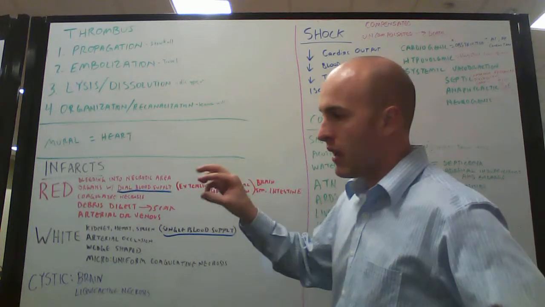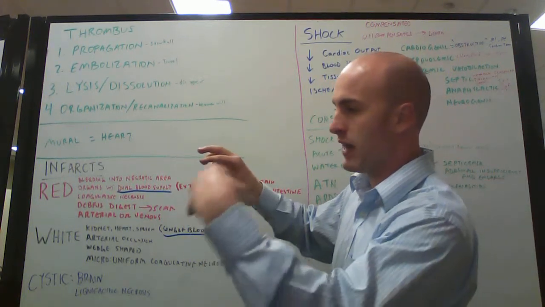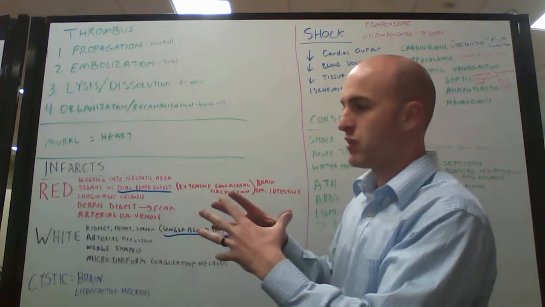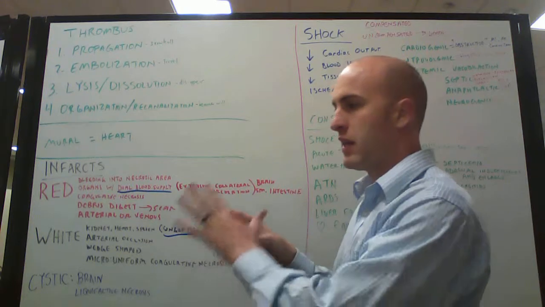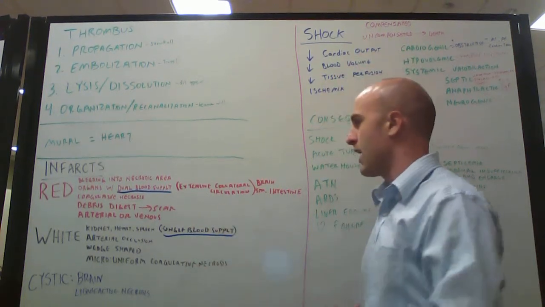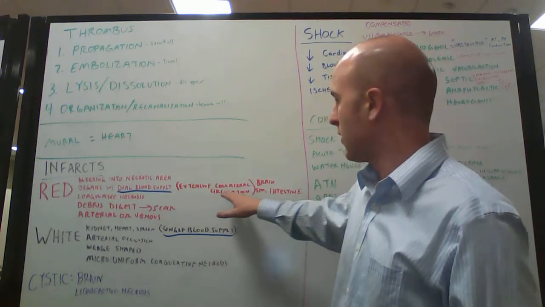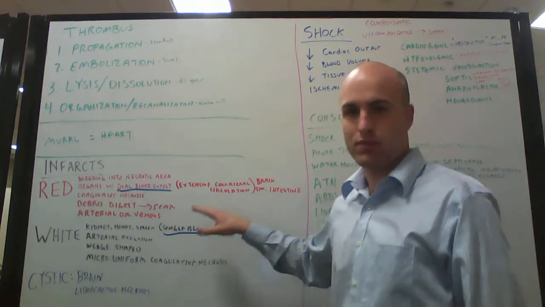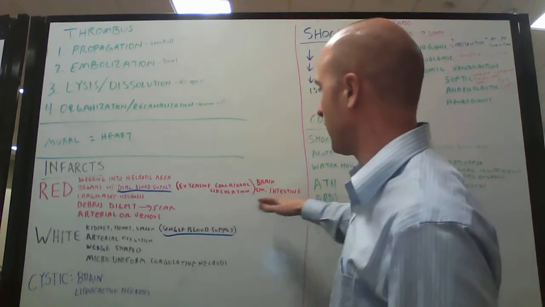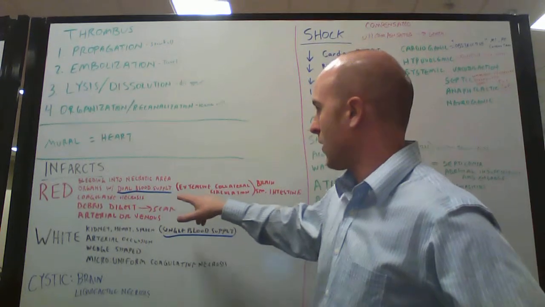So although one part may be blocked off, the other blood supply is allowing blood to flow in there, and so the tissue still dies because it's not getting enough oxygen, but blood is coming into the area which makes it red. You also need to understand that red infarcts could be venous or arterial. So this is essentially when there's bleeding into the necrotic area.